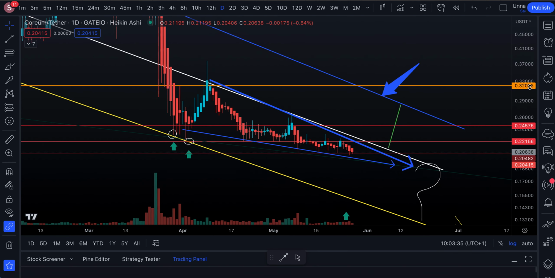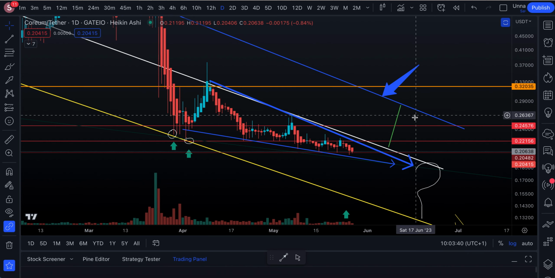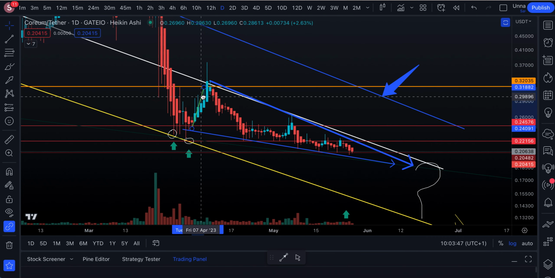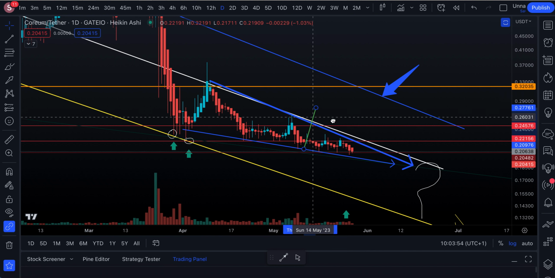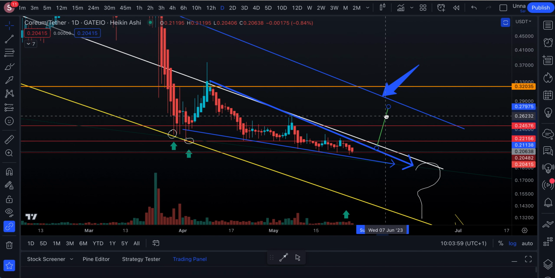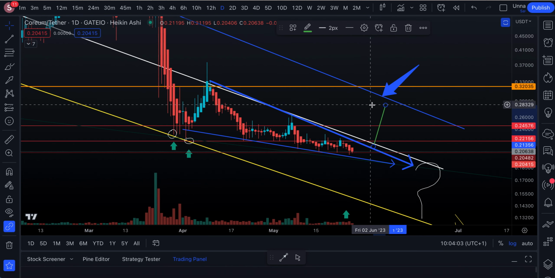If this was to play out, nothing is guaranteed in these manipulated markets. But if this was to play out, we take the measured move, conservatively between the support and the resistance, and bring it to wherever we break out. If we was to break out here, we would put it here. That would bring us to about 28 cents, conservatively 29 cents, hitting this resistance line basically.